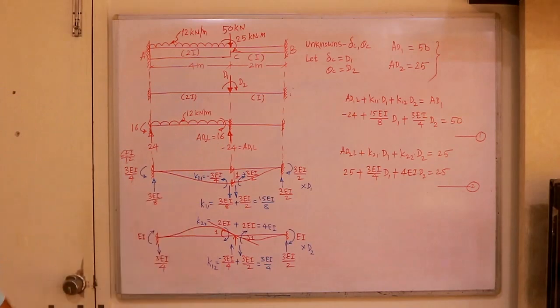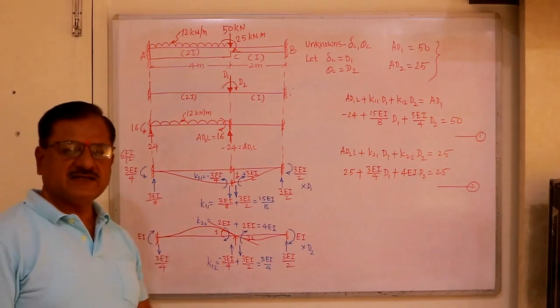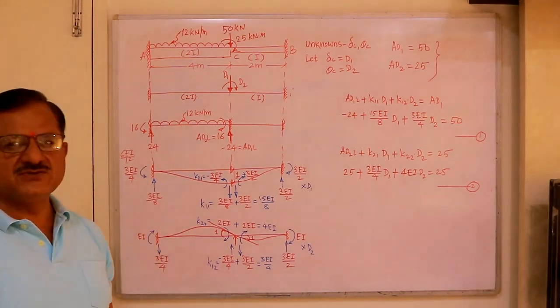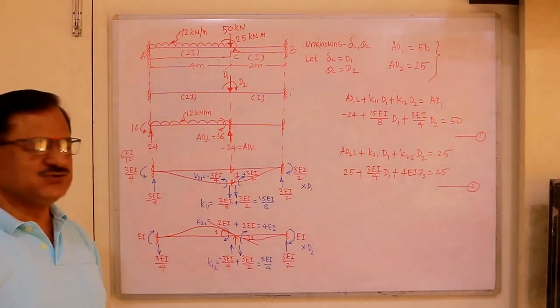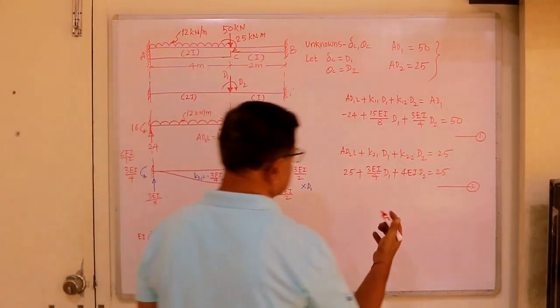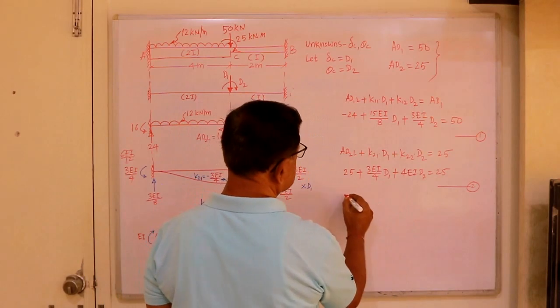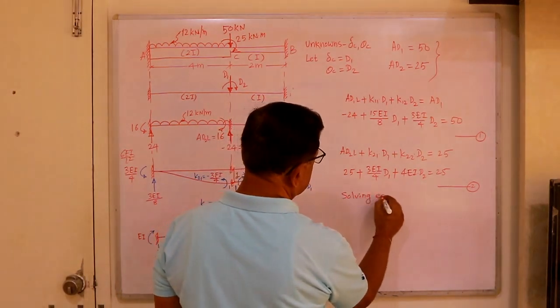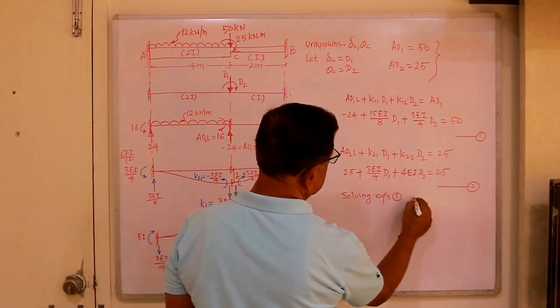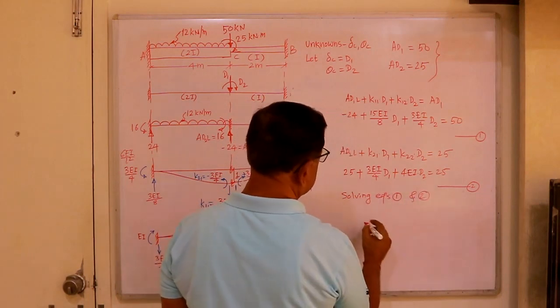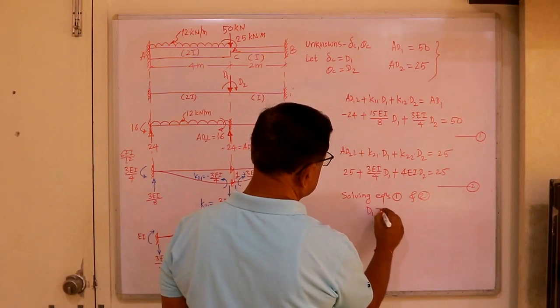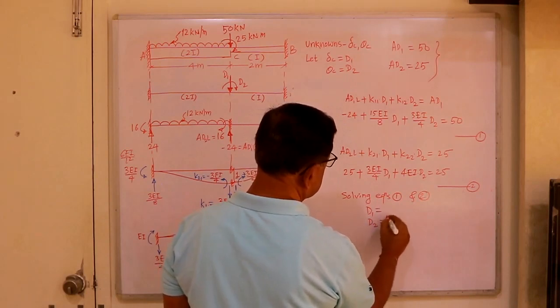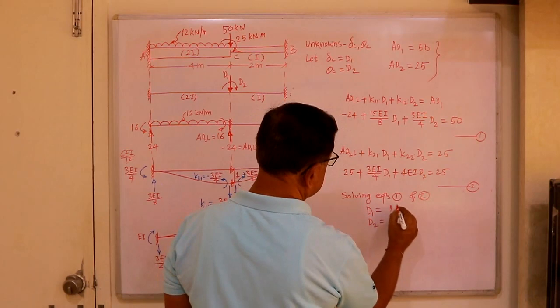So now two simultaneous equations are developed. Let's solve these two equations by using the matrix approach, or as usual, you can even solve them as two simultaneous equations. So solving equations 1 and 2, find D1 and D2. So D1, D2 you will get. These two quantities you find out.